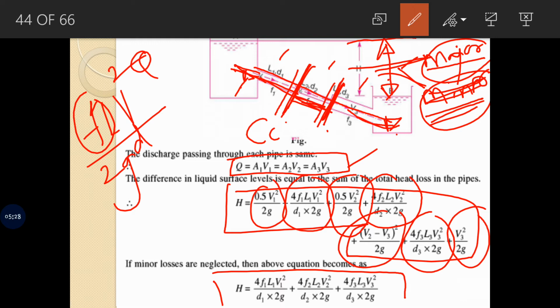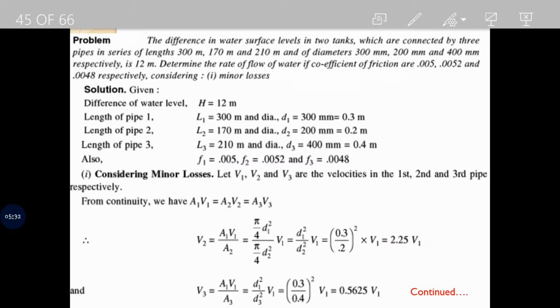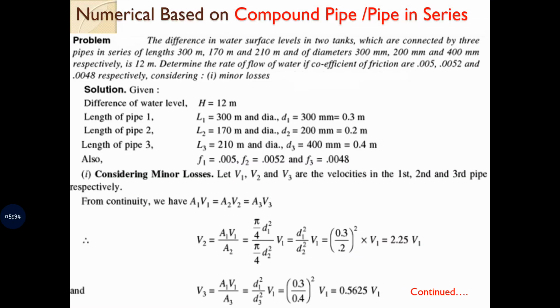Now let us see the numericals related to it. The first numerical which we are going to discuss here, I'll read the numerical: the difference in the water surface level in two tanks which are connected by three pipes in series. There are three pipes in series of the respective lengths 300, 170 and 210, and of diameter 300 mm, 200 mm and 400 mm respectively, is 4 meters.